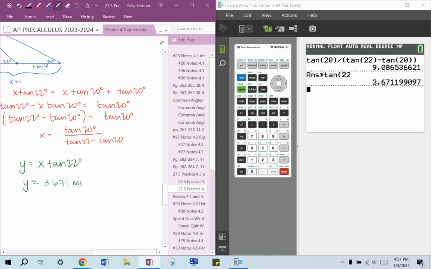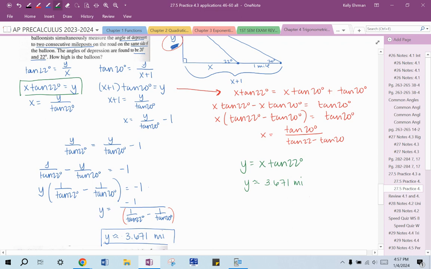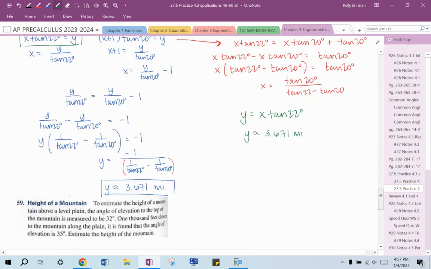3.671 miles. It does not matter to me which way you do it, and I really don't think that one way is that much longer or that much shorter than the other. So it's just whatever makes sense to you is totally fine.